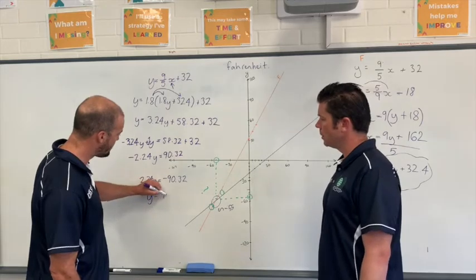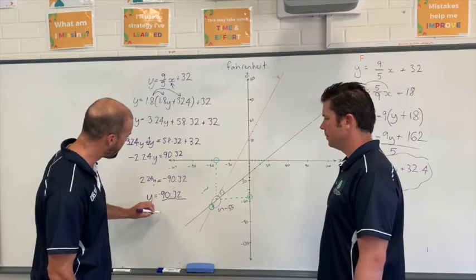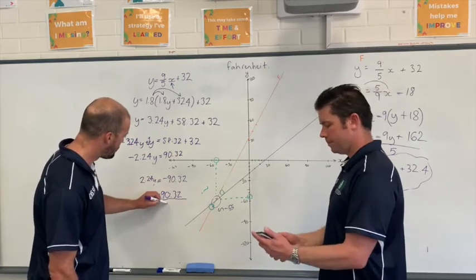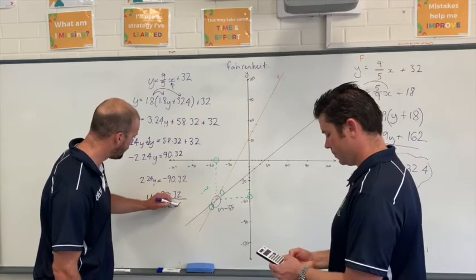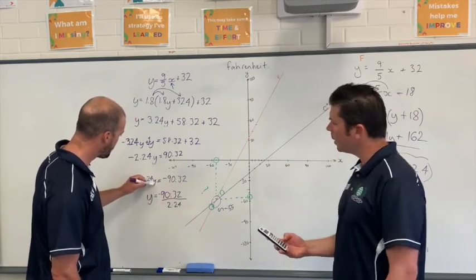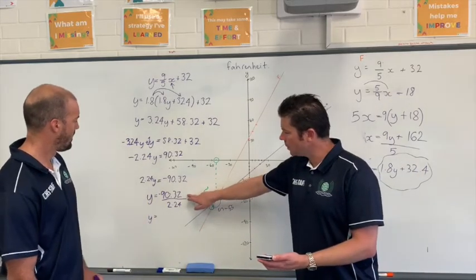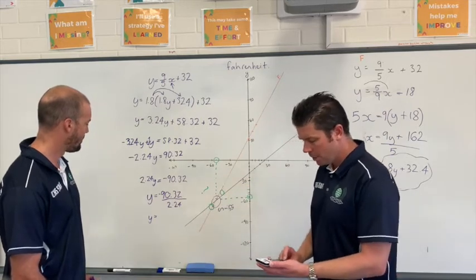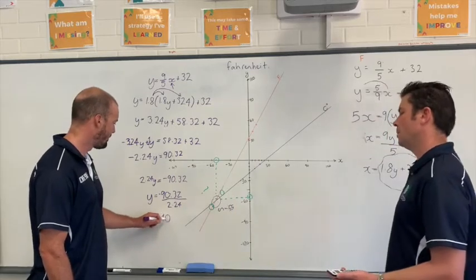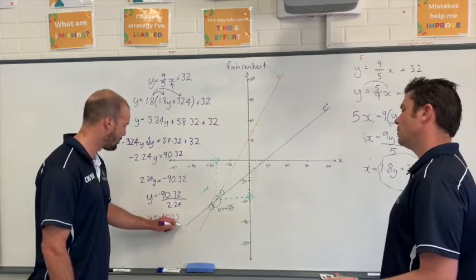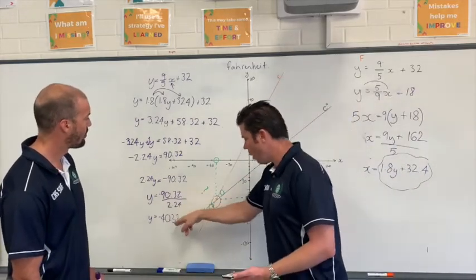y equals negative 90.32 divided by 2.24. So it was times over here, now it's divided. Are we getting there? Yes. Minus 90.32 divided by positive 2.24 equals minus 40.32. So that's the Y reading. We know what Y is now.